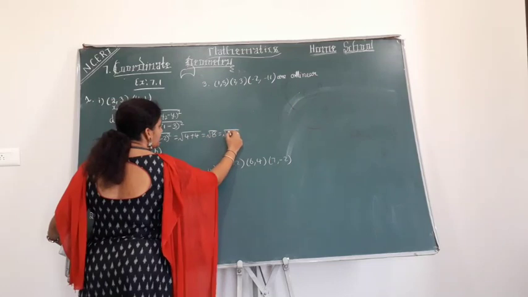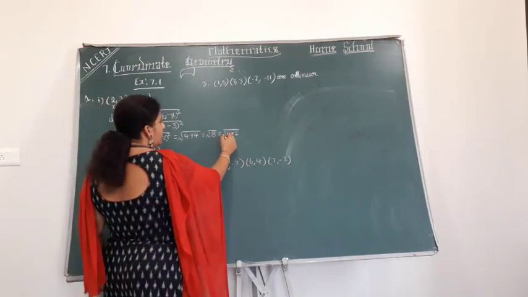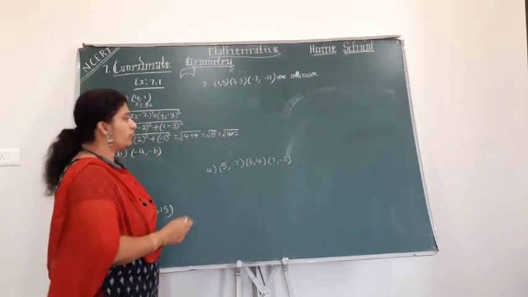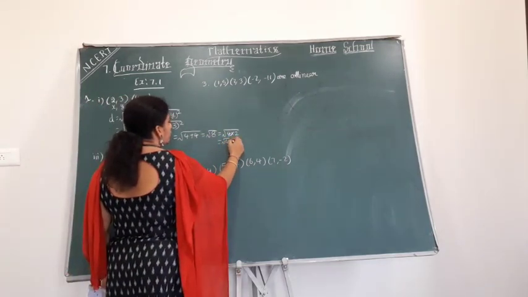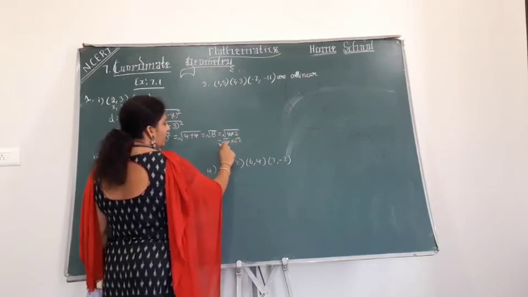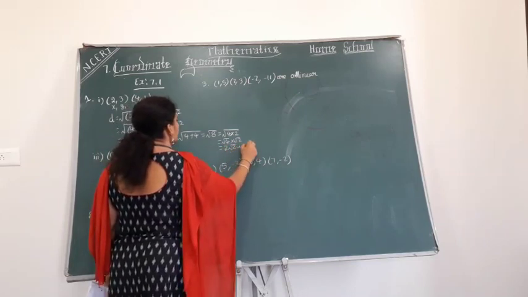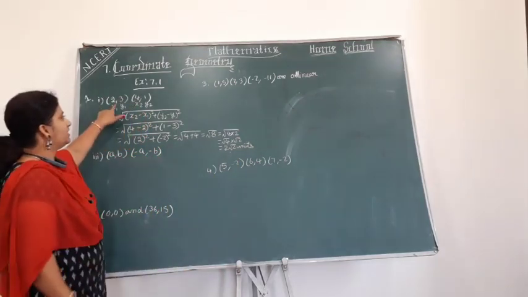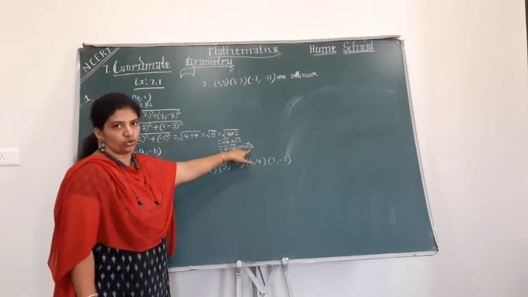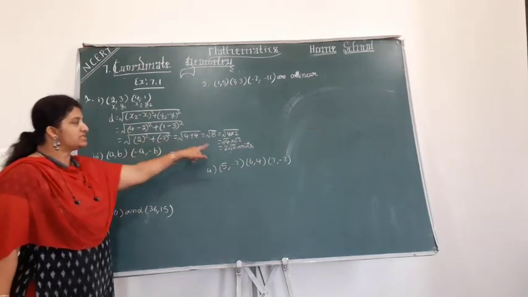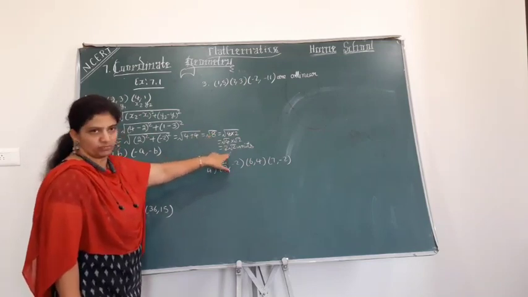Root 8, again you can simplify this in the form of 4 into 2. You might know this, but once again I am saying, root 4 into root 2. So you have to simplify the surd. How can you simplify? You can split your surd, root 4 into root 2. Root 4 value is 2, where 4 is a perfect square. Finally your answer is 2 root 2 units. The distance between these two coordinates, by applying this formula, we get the answer 2 root 2 units. Up to the simplest form, you have to do this. Don't stop at root 8. You have to simplify up to here.